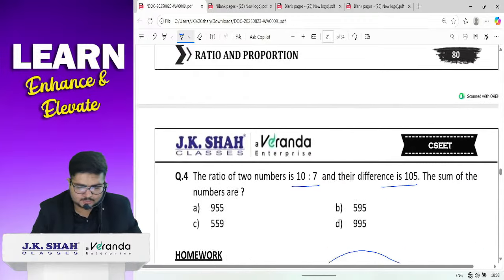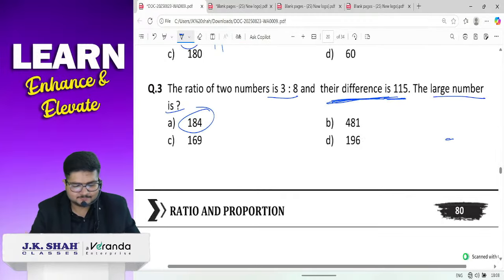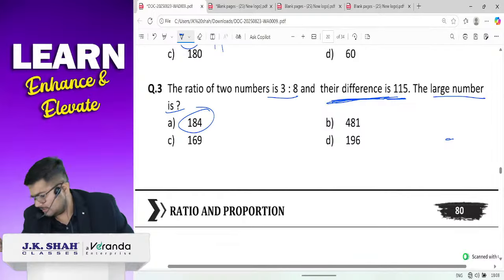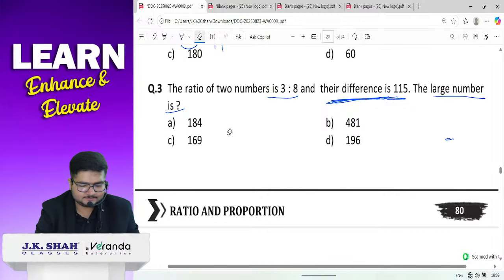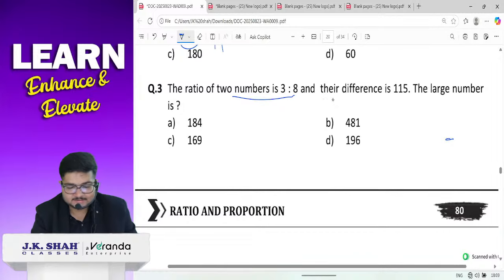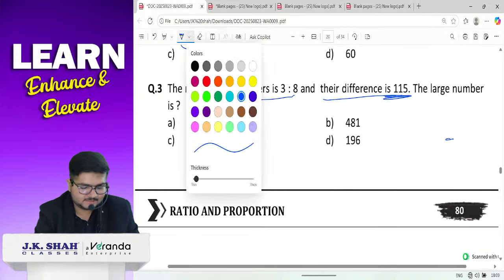Okay, great. So I'll explain the sum once again. This was the most important sum. Now, question number 3. The ratio of two numbers is 3:8. Their difference is 115.